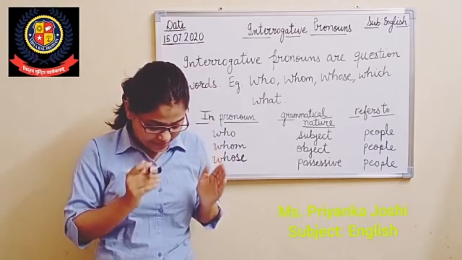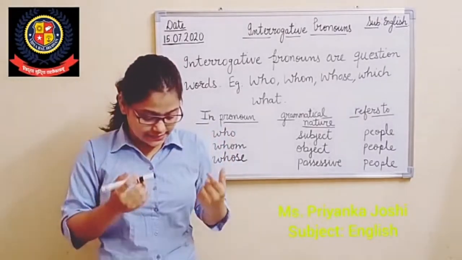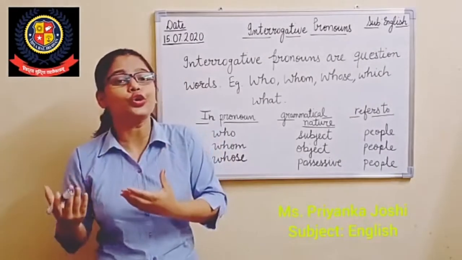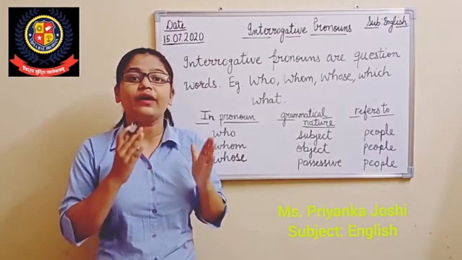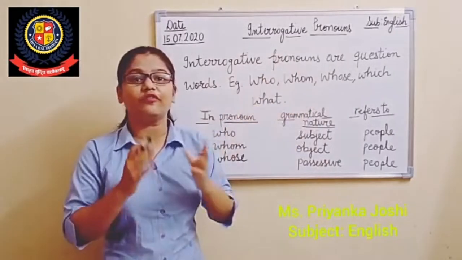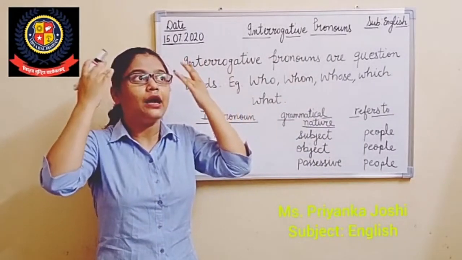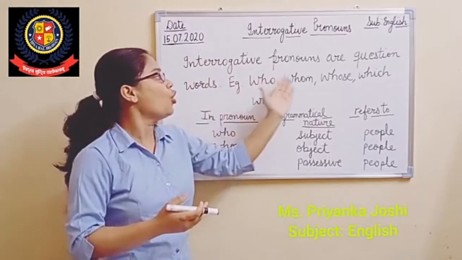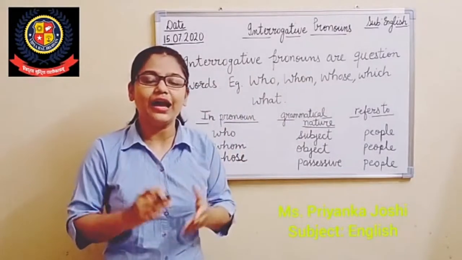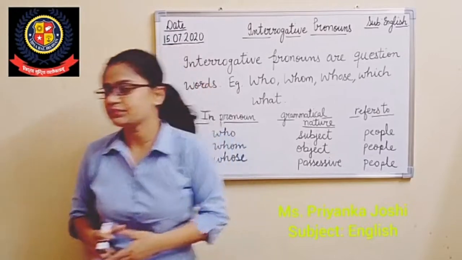For example, if I say, whose daughter is Kamla, here it is acting as a determiner and it is also known as an interrogative adjective, right? So whenever we see these interrogative pronouns or question words, like who, whom, whose, which, what, you will easily understand that we are talking about interrogative pronouns. Is it clear?